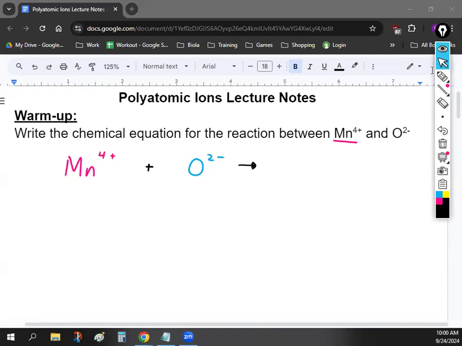All right, if you remember, we want to balance the positive and the negative charge. If we take a look at these two ions, you'll notice that Mn is +4 and oxygen is -2. Hopefully you notice that we're going to need 2 of these oxygens to balance out 1 of the Mns, because Mn is +4, oxygen is -2, so we need 2 oxygens to get to -4 to balance this out.